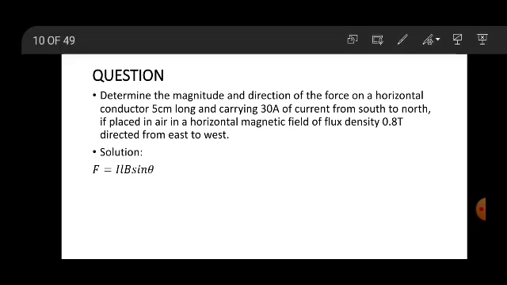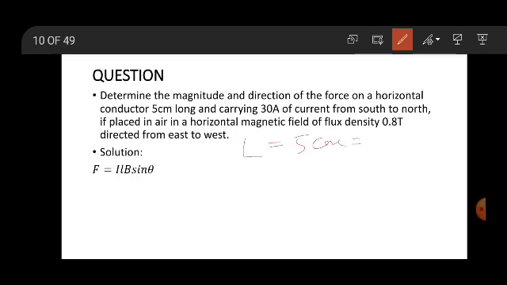Now we see a question here. It says determine the magnitude and direction of the force on a horizontal conductor 5 cm long and carrying 30 amperes of current from south to north, if placed in air in a horizontal magnetic field of flux density 0.8 Tesla, directed from east to west. Okay, now in this very question, first of all, we can see that the length of the conductor is 5 cm.